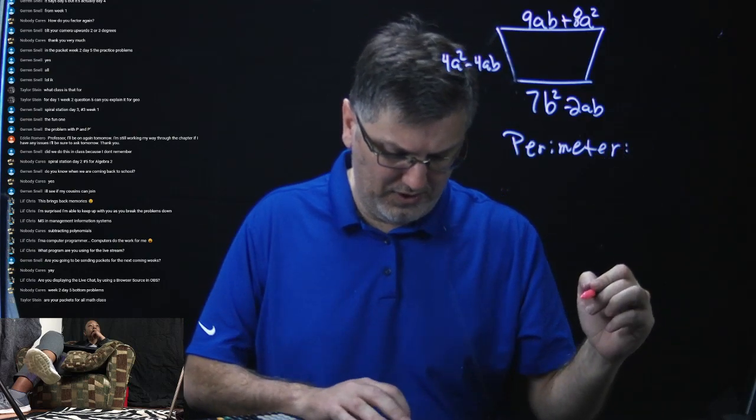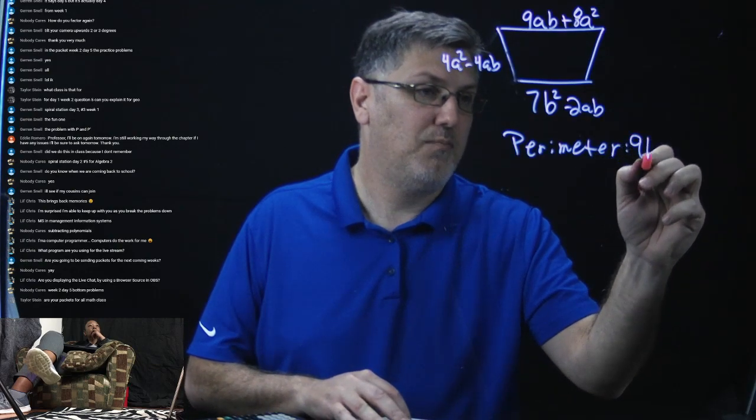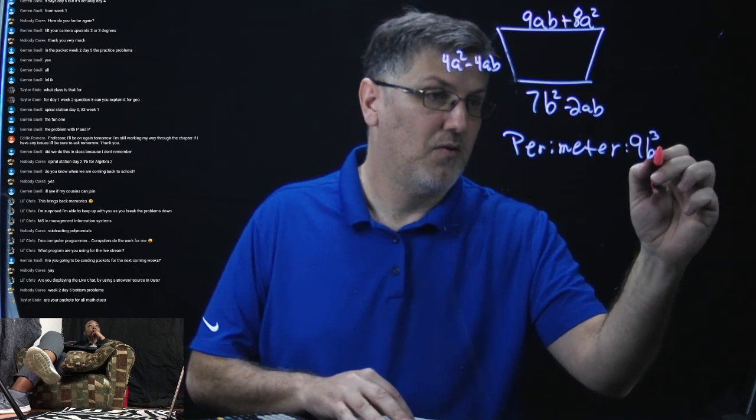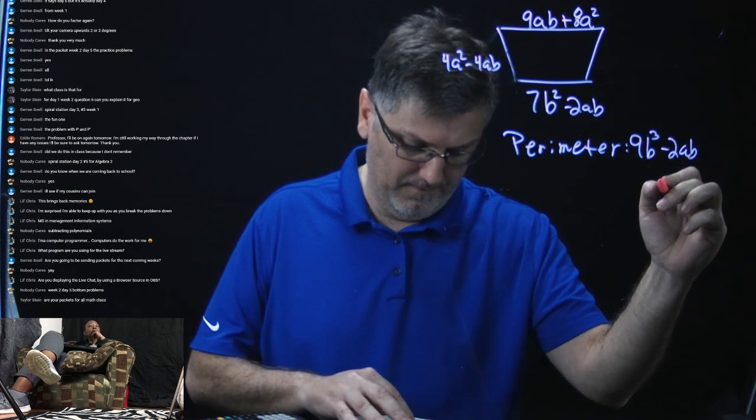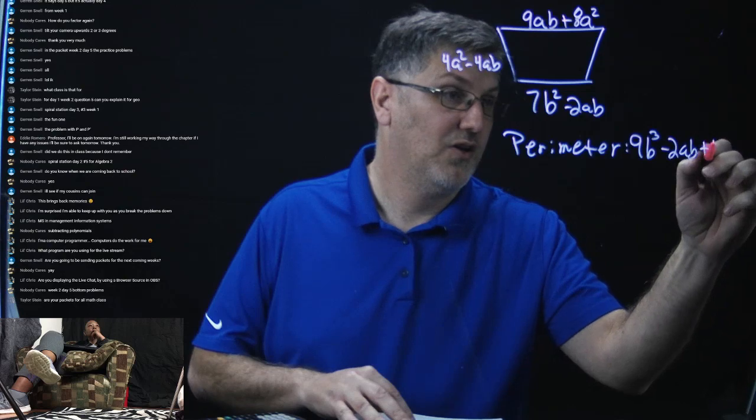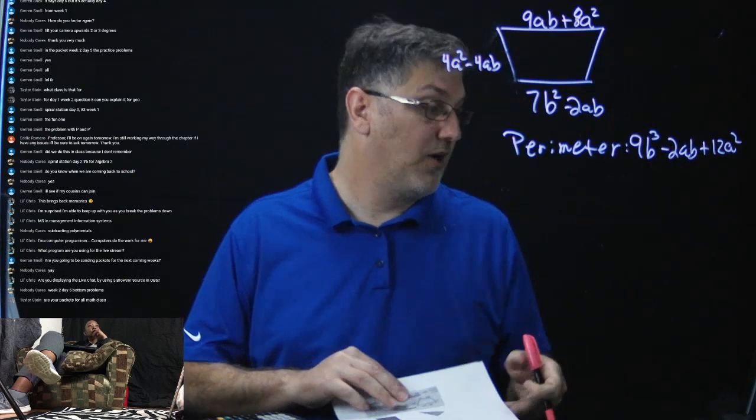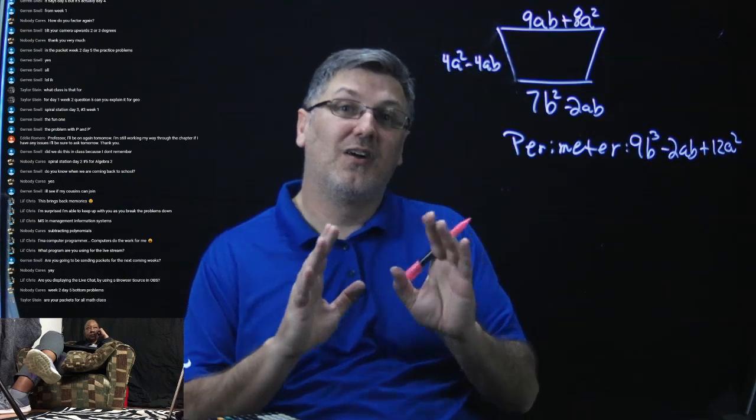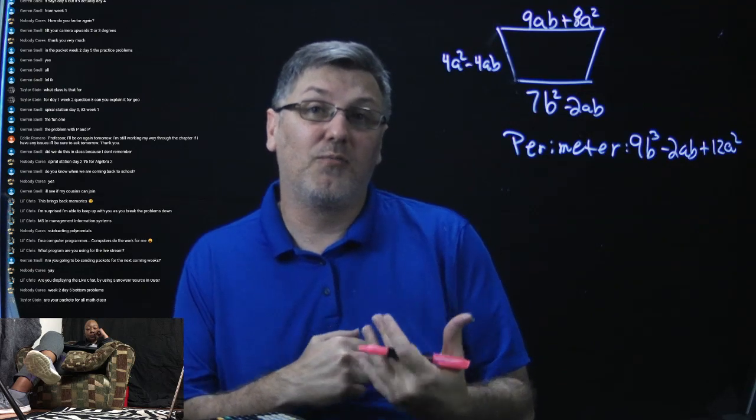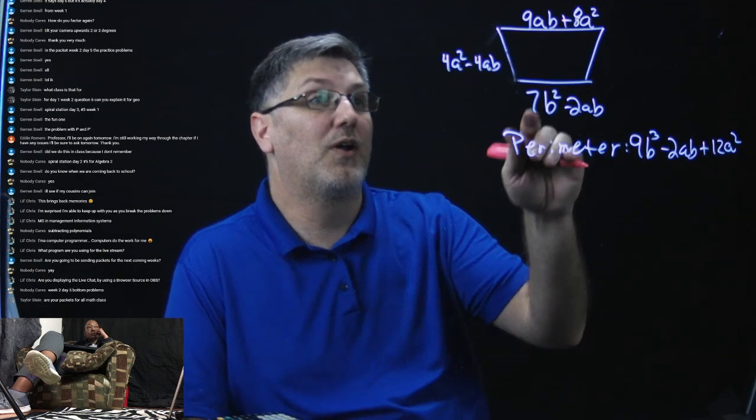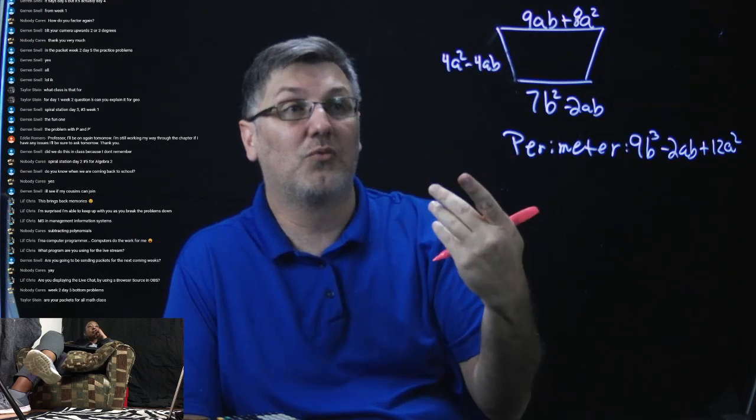My perimeter is actually 9b cubed minus 2ab plus 12a squared. Okay, so this isn't a terribly bad problem. You have to understand how to find the perimeter. To find the perimeter, we're going to have to sum all these sides. So sum means we're going to add.